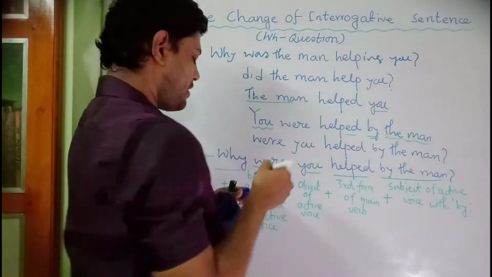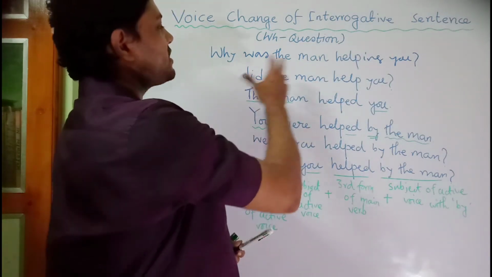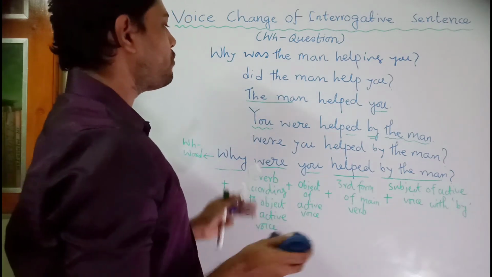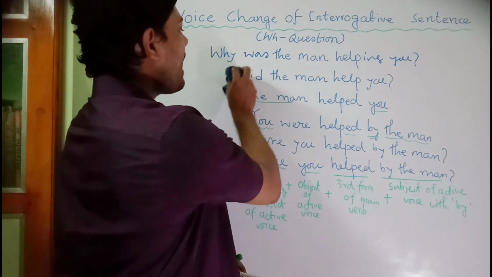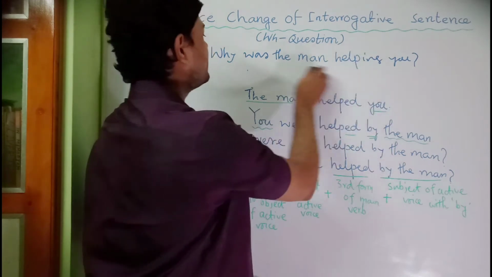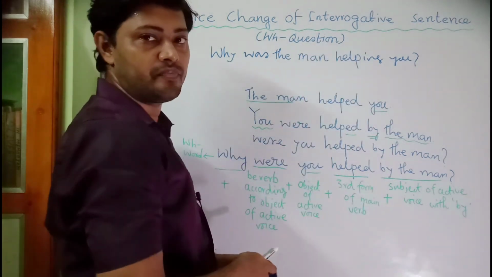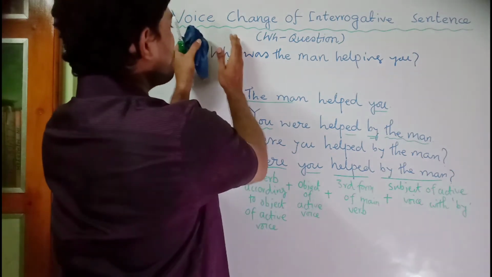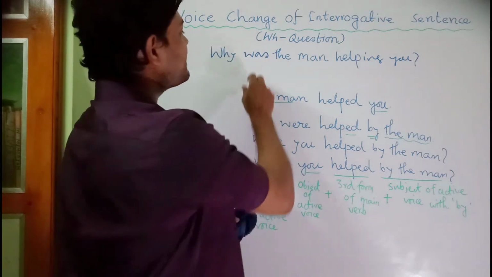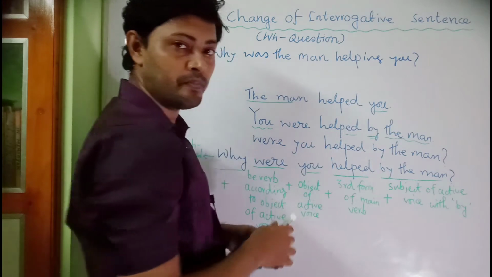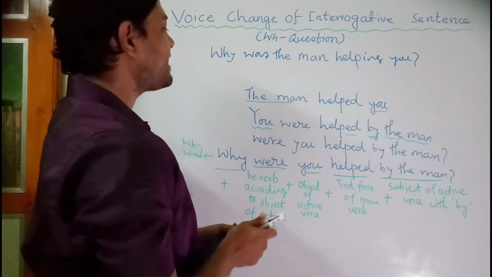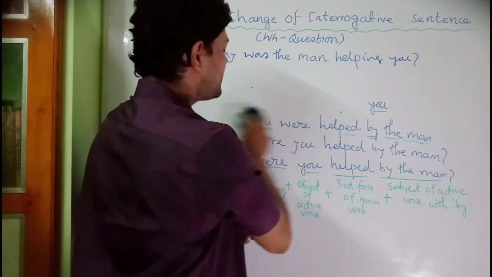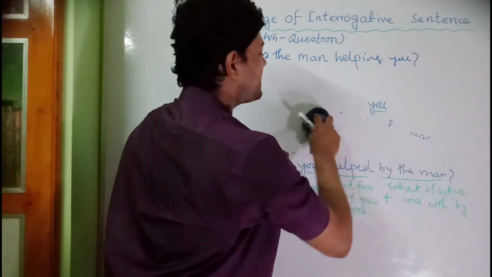So the sentence has now become a past continuous tense. Why was the man helping you? So now we know how to change it according to the steps. So we have to forget about why. The sentence is, was the man helping you? So we know that what will be the sentence now? The sentence will become, the man was helping you.